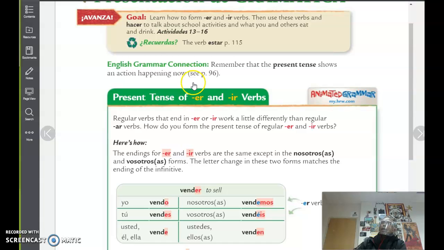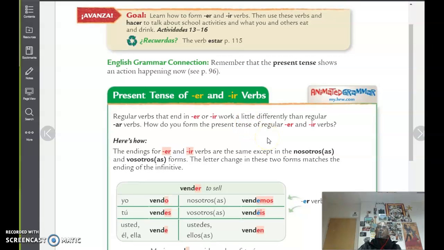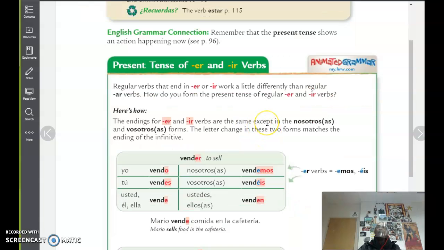All right, so ER and IR verbs share the same endings, okay? So do you remember hablar? How do you say I speak? Yo hablo, right? So the ending for yo in ER and IR verbs is the same one as AR for yo. It's an O. So you get rid of the AR, ER, or IR, and you put an O. Do you have this verb right here? It's called vender, which is to sell.